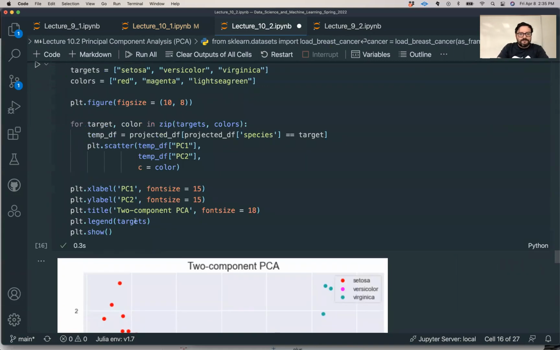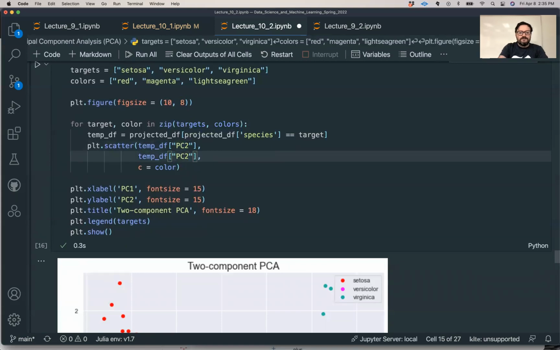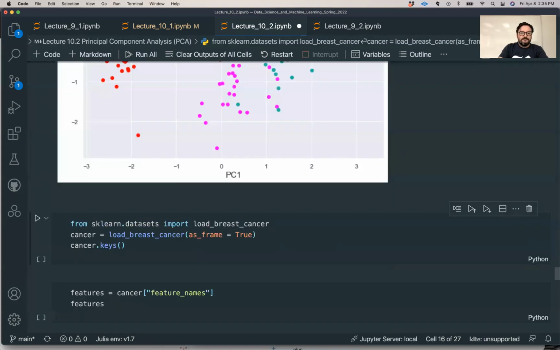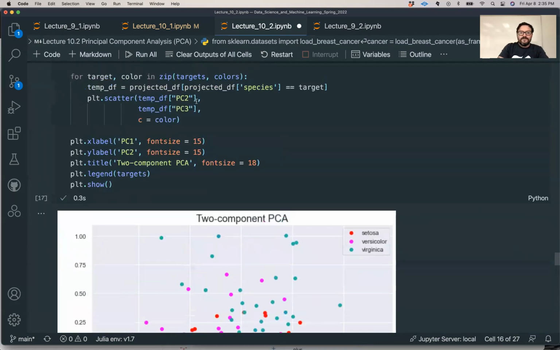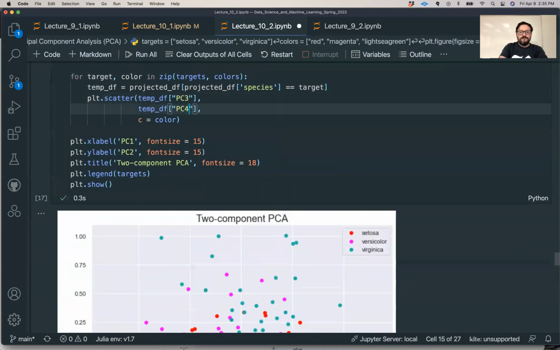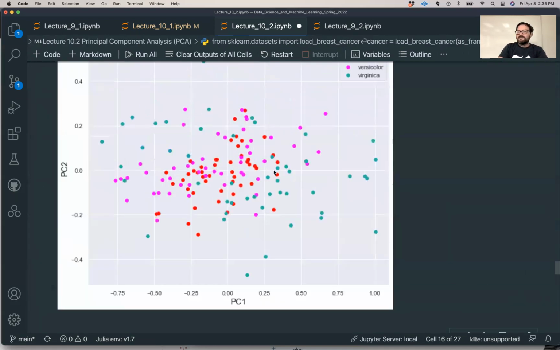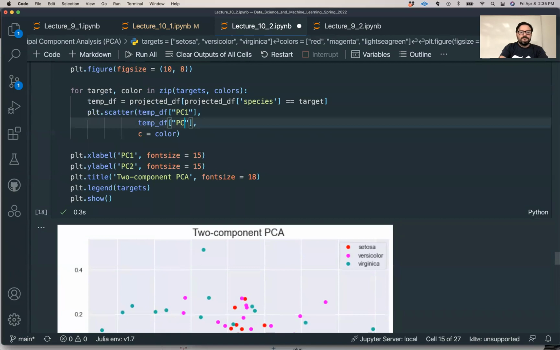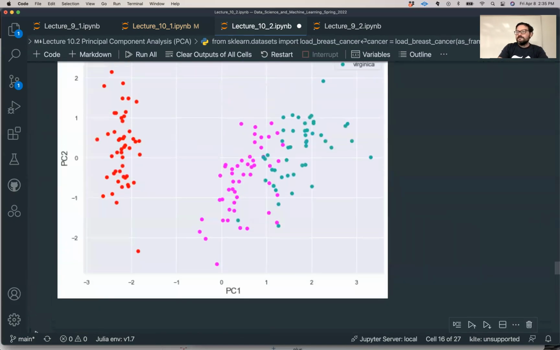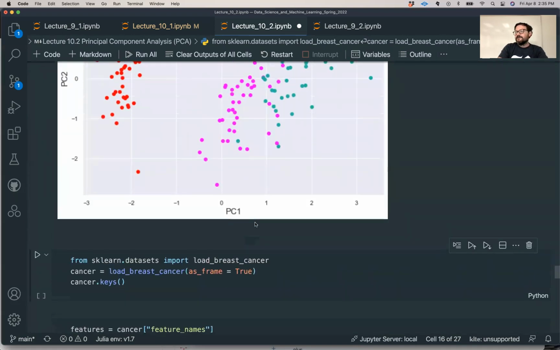And just to illustrate this even more, what if I did PC2 versus PC3? Let's see what happens to the data. It's all over, it's more on itself, right? If I did PC3 and PC4, it's even more jumbled on each other. But on PC1 and 2, it's like that, and that's because of those explained variance ratios. It's how much this component is the data spread on, right?